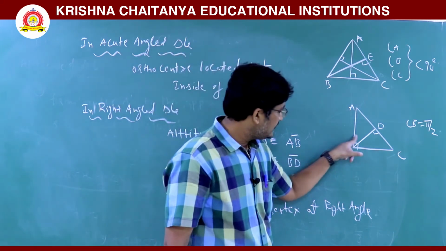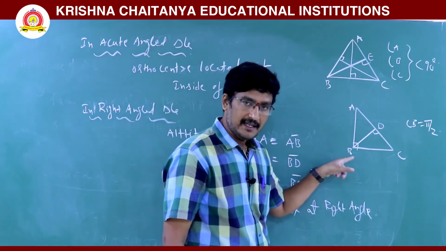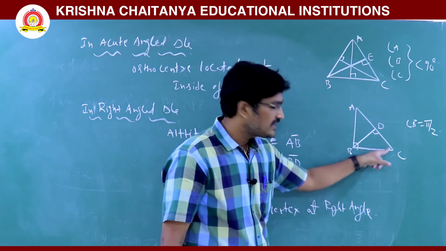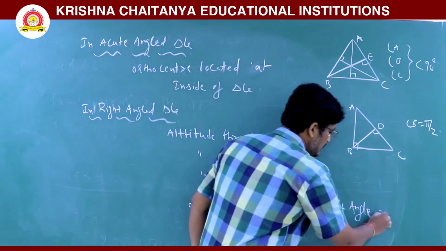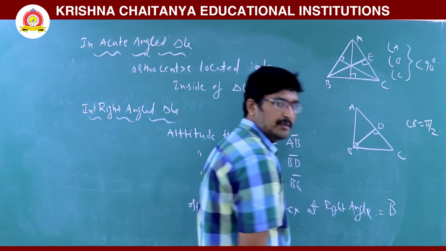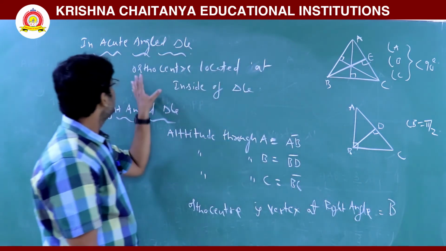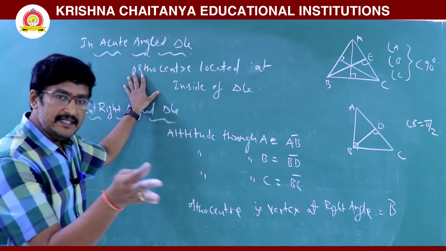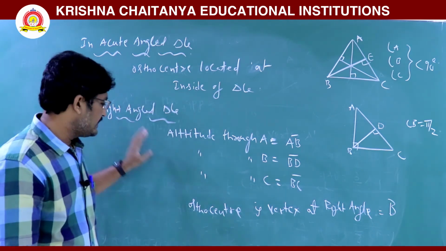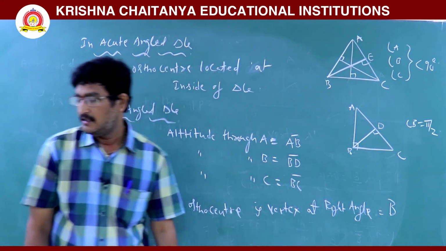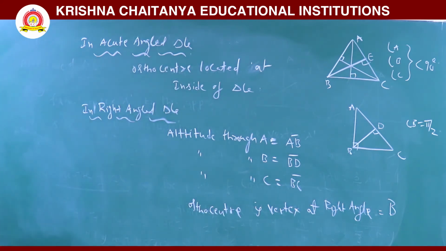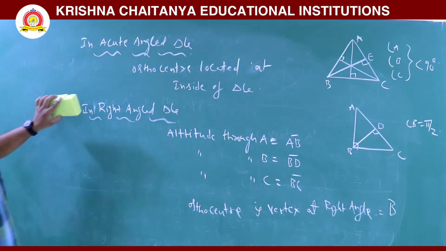Vertex at the right angle, here right angle. So what is the vertex at the right angle? B. So what is the orthocenter of triangle ABC here? B. Here the orthocenter is the B vertex. So in an acute angle triangle, the orthocenter is located inside the triangle. In a right angle triangle, the orthocenter is the vertex at the right angle. Next, what about an obtuse angle triangle?